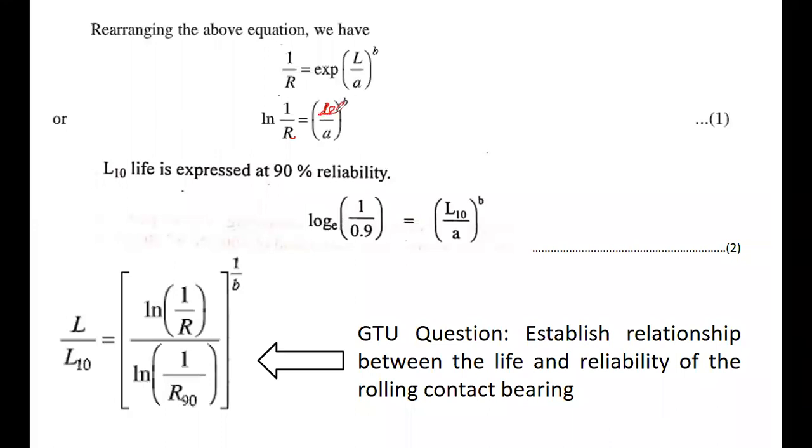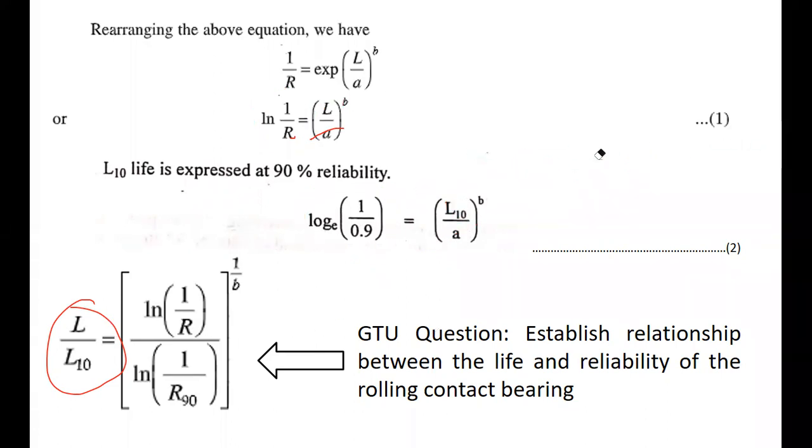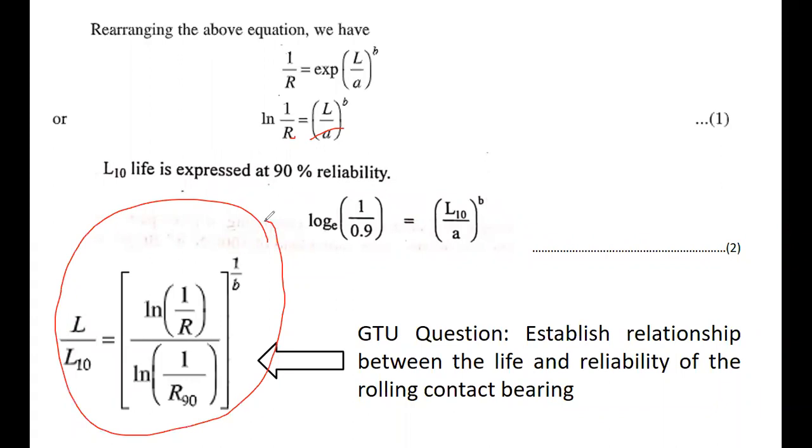Because a will get cancelled, L upon L10 is ln of 1 upon R divided by ln of 1 by R90, and R90 is 0.9. So this is our final relationship between life and reliability of rolling contact bearings. I'll again pronounce it: L upon L10 is natural log of 1 upon R divided by natural log of 1 upon R90, raised to 1 upon b.